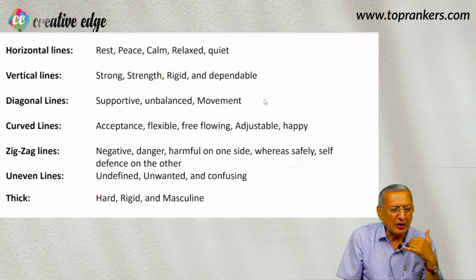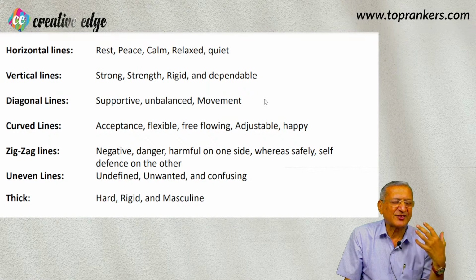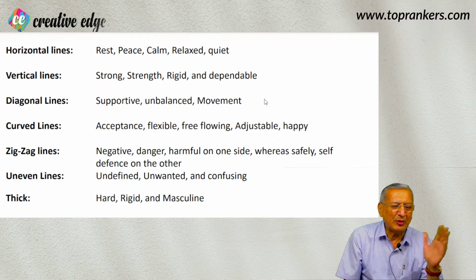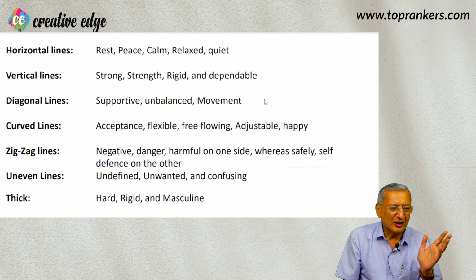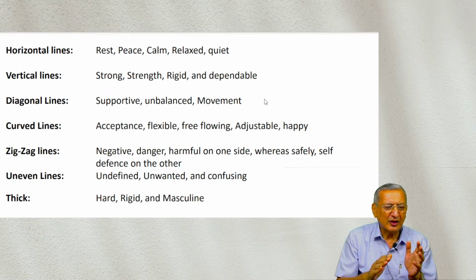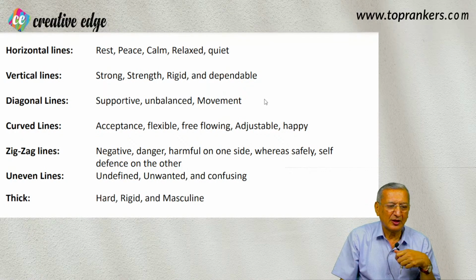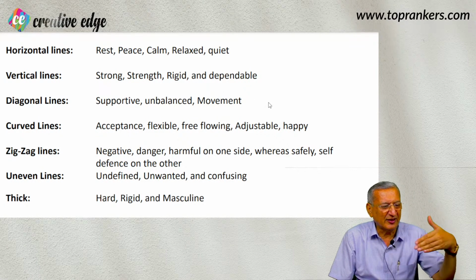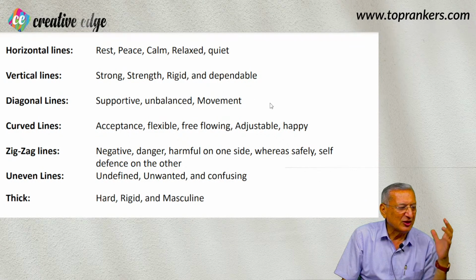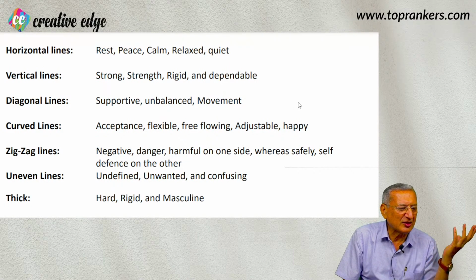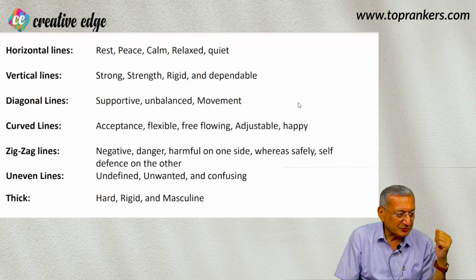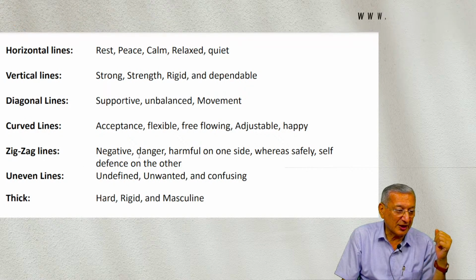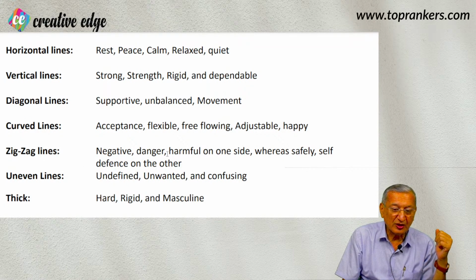When we study curved lines, there is acceptance, flexibility, free flowing, adjustable, and feel of happiness. You look at the curly hair, you feel happy about that. Those are the curved lines emotions. Then zigzag lines, negative, danger.